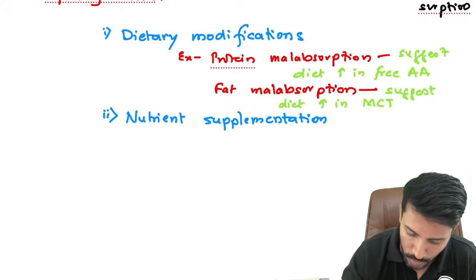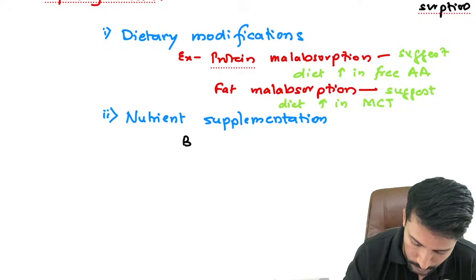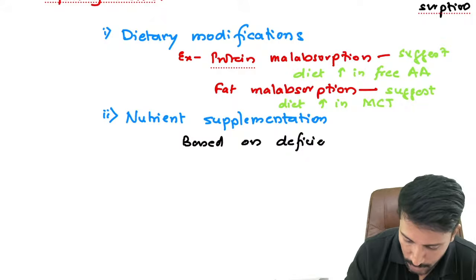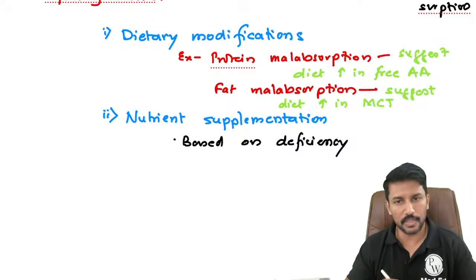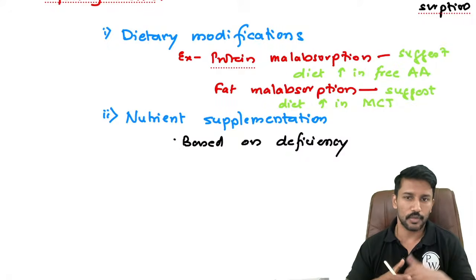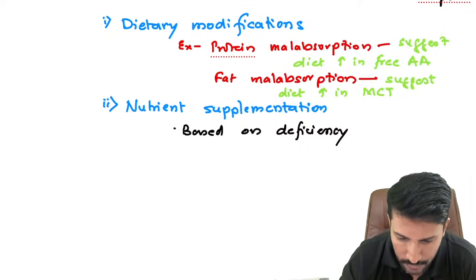And of course, nutrient supplementation based on deficiencies. If the patient is having B12 deficiency, I need to give them B12 supplementation. If the patient is having vitamin A deficiency, I need to give them vitamin A supplementation.